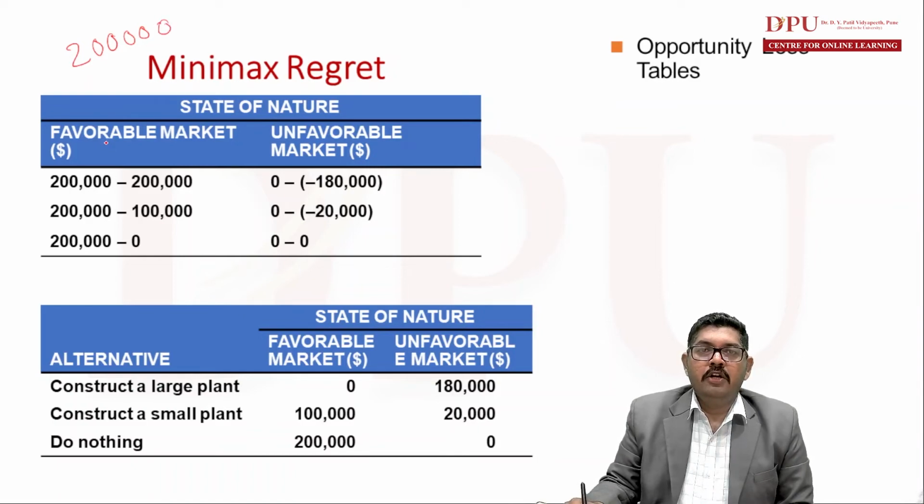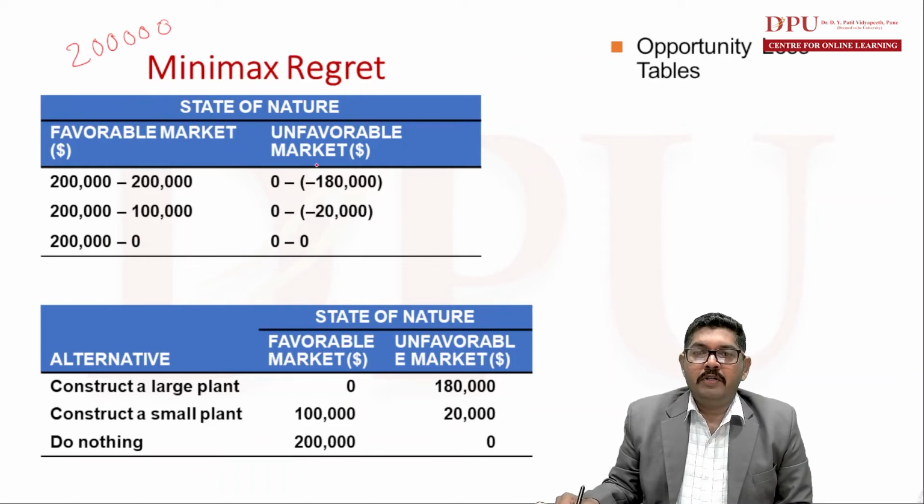So when we consider a large new plant, in case of favorable conditions the opportunity loss will be 2 lakhs minus 2 lakhs. The opportunity loss when we choose constructing a small plant would be 2 lakh minus 1 lakh, because the best alternative is constructing a large plant, and when we choose to construct a small plant, there will be a loss of 1 lakh. And the third alternative is doing nothing, and the best alternative is 2 lakh, so the opportunity loss is 2 lakhs minus 0.